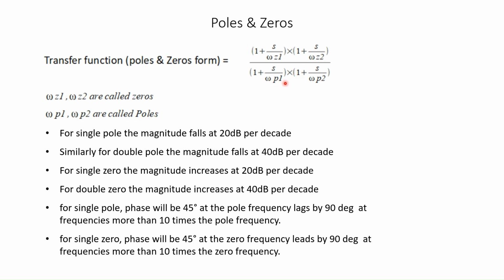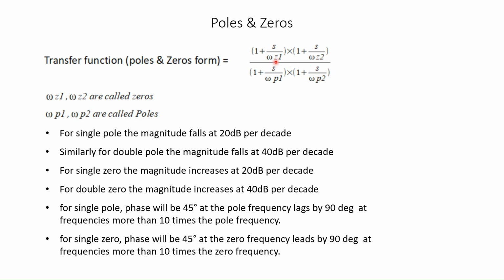So when the frequency reaches omega p2, this pole will become dominant. Already there is a minus 20 dB per decade due to the first pole, and after crossing omega p2, there is another 20 dB per decade fall of magnitude. So totally after crossing omega p2, the magnitude will fall at 40 dB per decade.